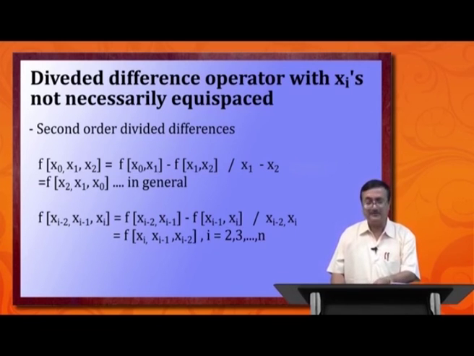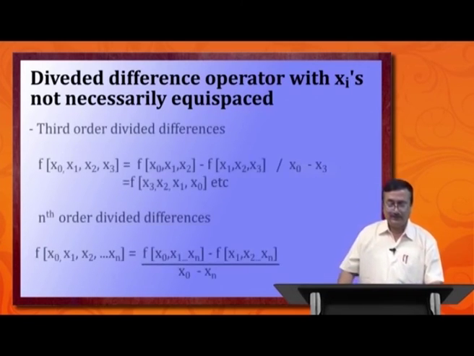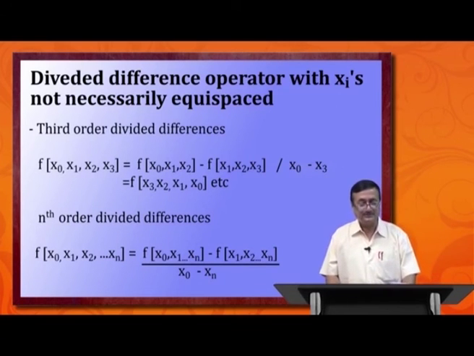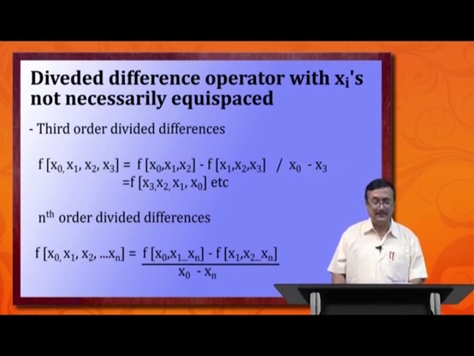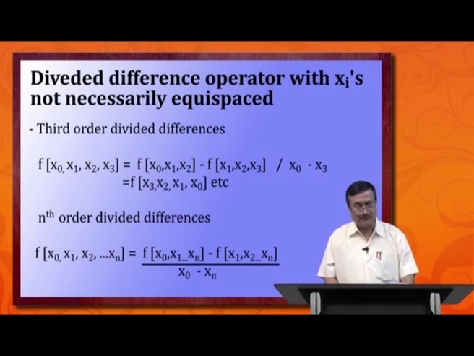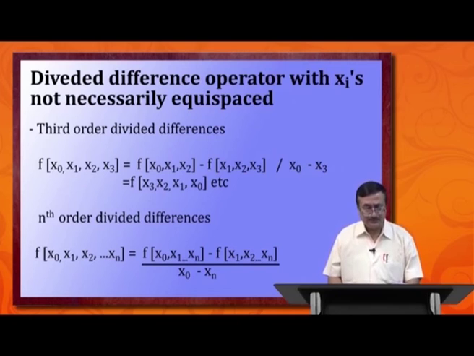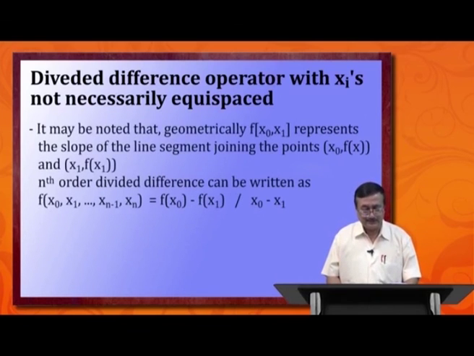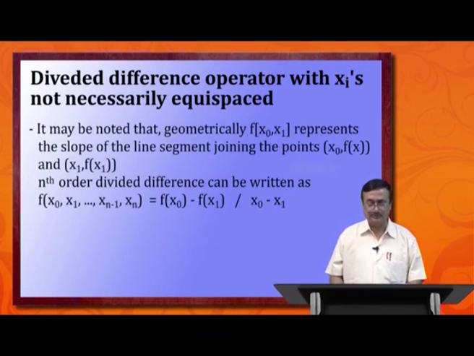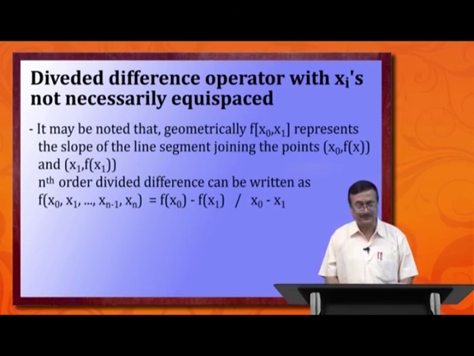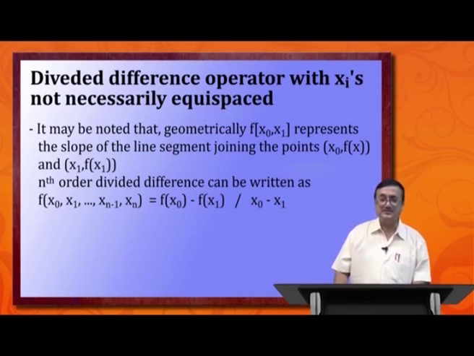And in general we define the third order divided difference, and actually the nth order divided difference is defined by f[x0, x1, x2, ..., xn] like that, which is also equal to f[xn, ..., x2, x1, x0]. It may be noted that geometrically f[x0, x1] represents the slope of the line segment joining the points (x0, f(x0)) and (x1, f(x1)).